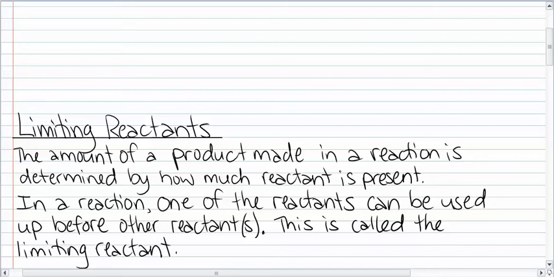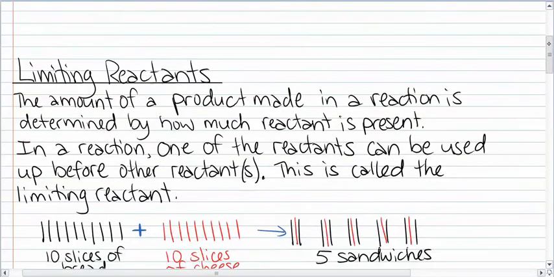Limiting reactants. The amount of a product made in a reaction is determined by how much reactant is present. In a reaction, one of the reactants can be used up before the other reactant or reactants. This one that is used up is called the limiting reactant. Let's look at an analogy.